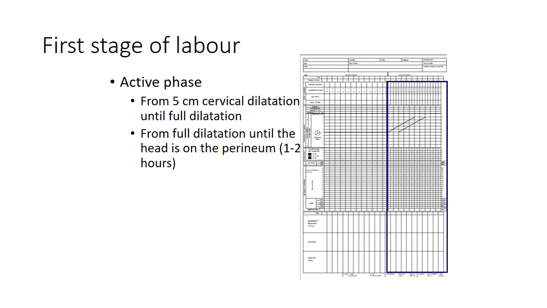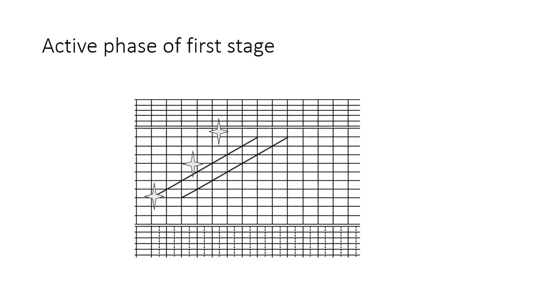The moment there is 5 centimeters cervical dilatation, we plot the patient on the active phase of labor, and this active phase is from 5 centimeters until full dilatation, and the head is on the perineum. So during the active phase of the first stage of labor, you would expect quite good progress to happen like this, because this is sort of the average curve.